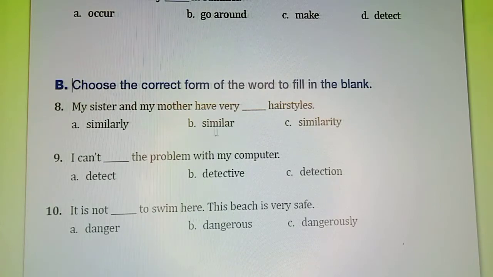The best answer is letter B. Similar, very similar hairstyles. Yeah, that's right. So the letter B is the best answer for number 8.